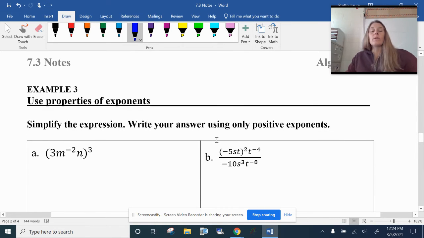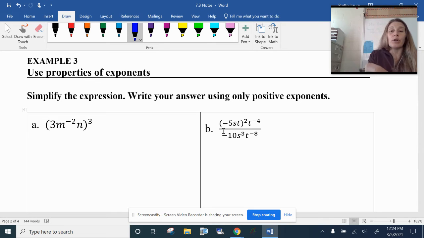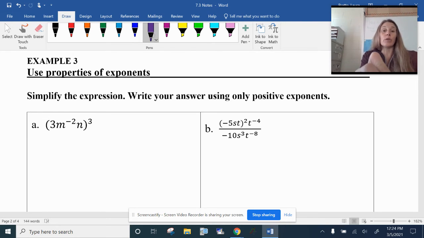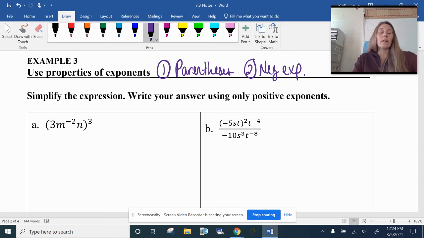Okay, so now we're going to use all of the properties we've learned together to simplify some of these larger expressions. So there's no correct order per se in which to do them, but I like to follow a certain order just to help keep myself organized and make sure I don't miss anything. So I find it easiest to get rid of my parentheses first. And then the second thing I do is get rid of any negative exponents. And then I kind of follow doing my either multiplication or division and stuff like that from there.